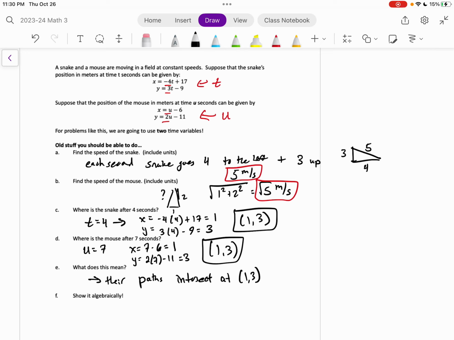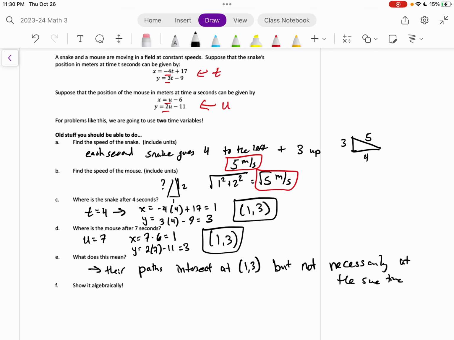If the snake waited for 3 seconds, maybe it would end up eating some lunch, right? So what this means is their paths intersect at (1, 3), but not necessarily at the same time. So the question is, how could we make sure they intersect at the same time? So let's show this algebraically. And what I mean by that is let's solve for when they might intersect, not where they might intersect.